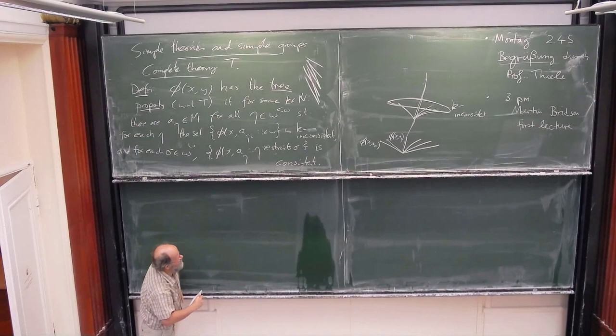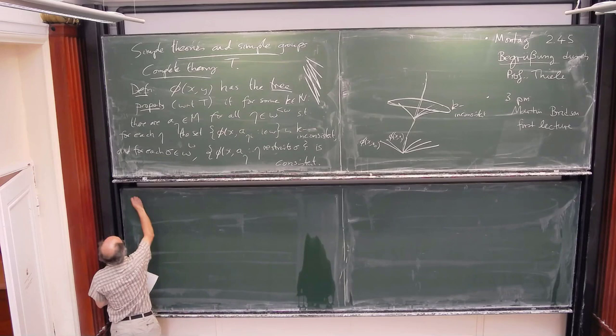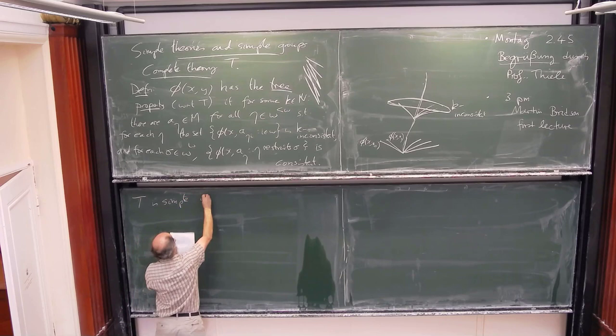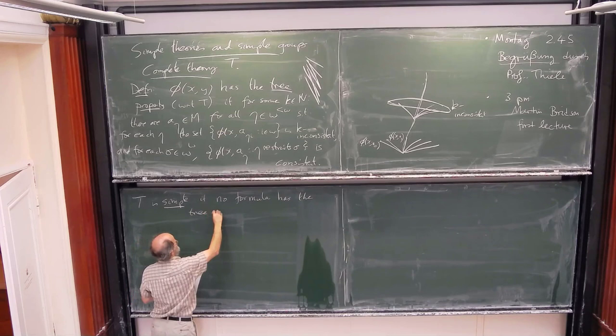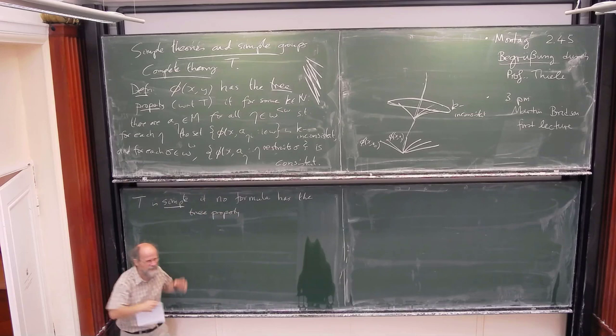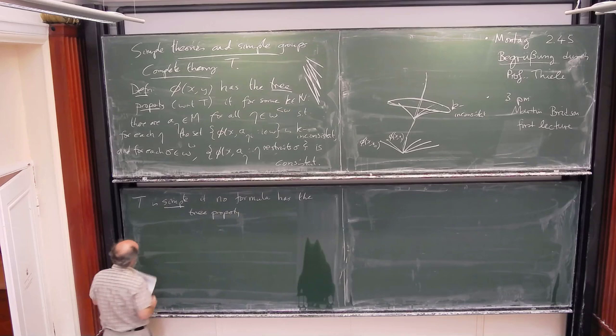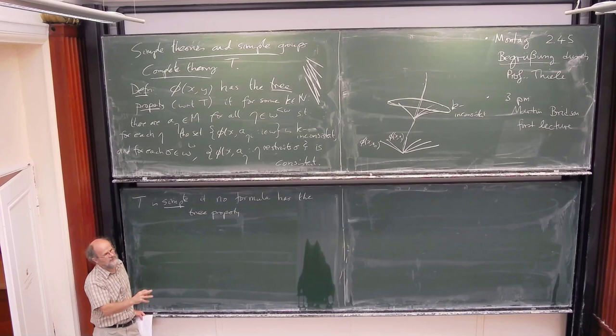I don't want to linger too much on that definition, but anyway, T is simple if no formula has the tree property. It's unfortunate terminology, a rather involved definition for something called simple. But we'll take that as the definition of simple, and then, just as stability did, this gives a notion of independence on subsets of the model.